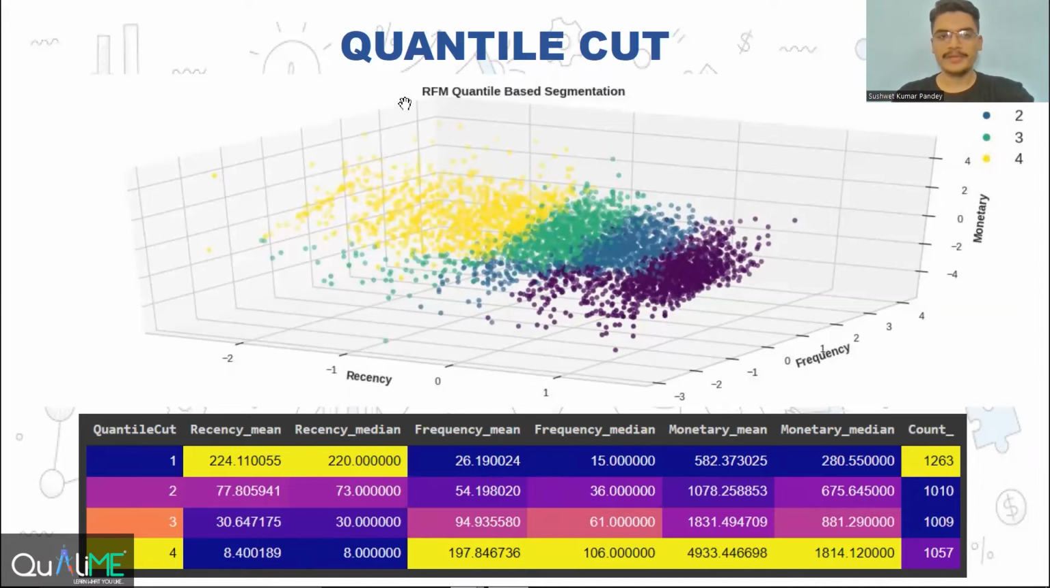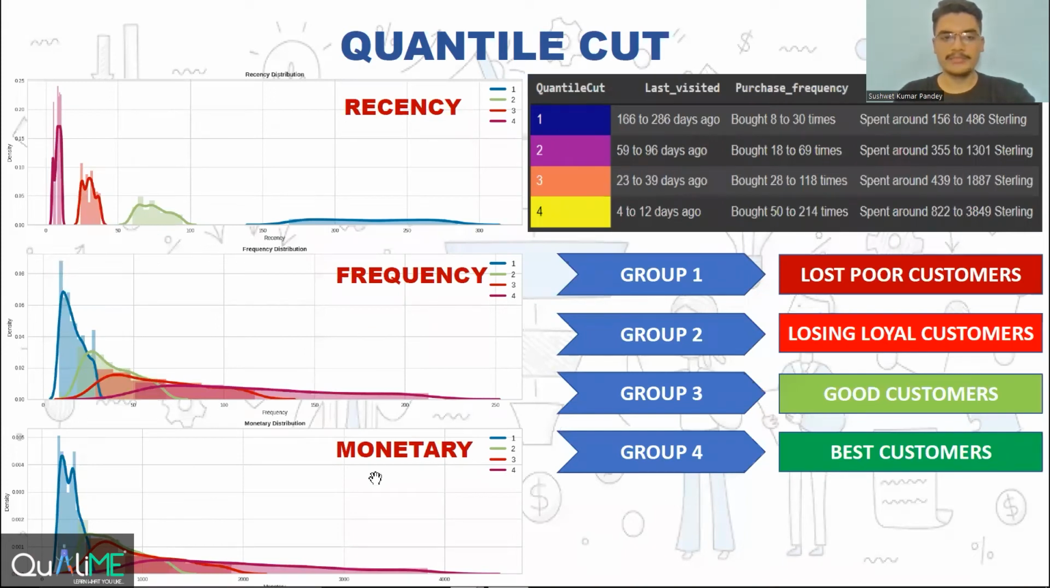So after that, we categorize the RFM values into 4 categories on the basis of quantile, and we got these results. So these are the 4 groups of customers. These are the stats for all the 4 groups. So group number 1 visited long back. Frequency and monetary are very, very low. So these are the worst customers. Group number 4 is the best customer. They visited recently, they spend a lot of money, and they bought so many number of times.